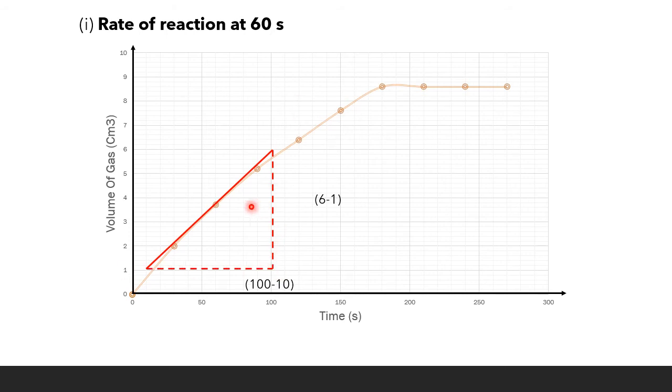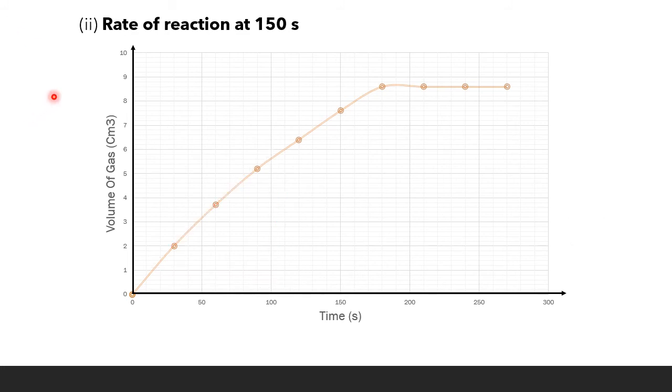Okay, now you're going to use the formula of delta V over delta T. Okay, changes in volume divided by changes in time. So kat sini volume berapa, dekat sini volume berapa. So dekat sini volume 6 if I'm not mistaken, betul? So di sini volume 1. Jadi delta V is equal to 6 minus 1. And delta T kat sini adalah 100 second. So sini adalah lebih kurang 10 second. So 100 minus 10 lah kat sini. Then you will get the answer. The instantaneous rate of reaction at 60 second is equal to 0.056 cm³ per second.